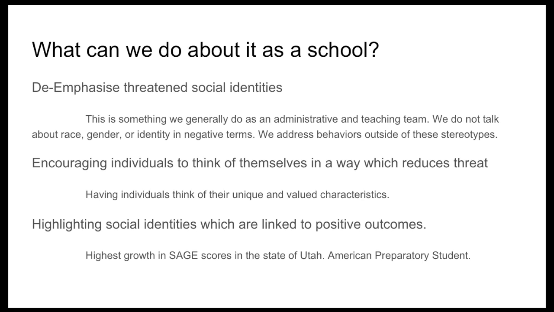First thing we can think of is to de-emphasize threatened social identities. This is something that we generally do as an administration and teaching team. We do not talk about race, gender, or identity in negative terms. We address behaviors outside of these stereotypes. Some stereotypes have been linked to lower levels of achievement. We can overcome that by taking the emphasis away from those identities and by highlighting social identities that are not linked to underperformance. Identity is never just one thing. We can always identify with multiple groups which have stereotypes.